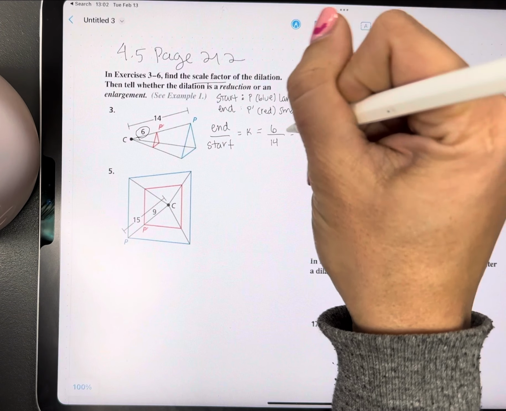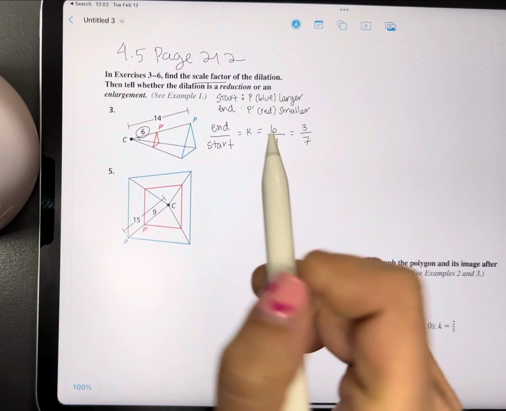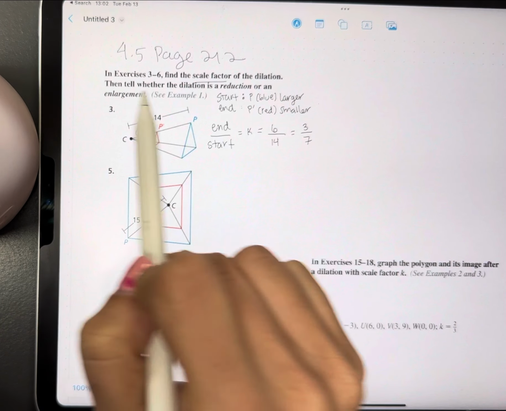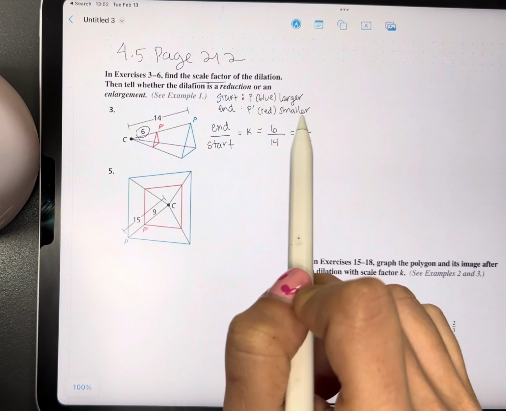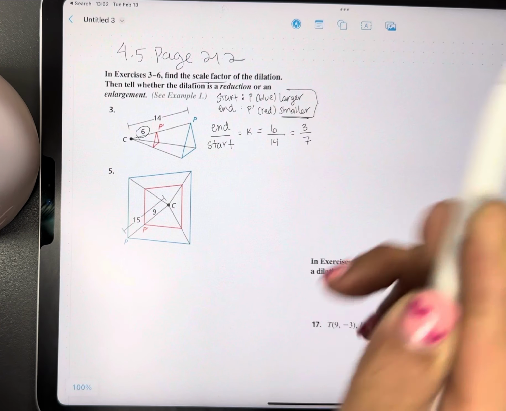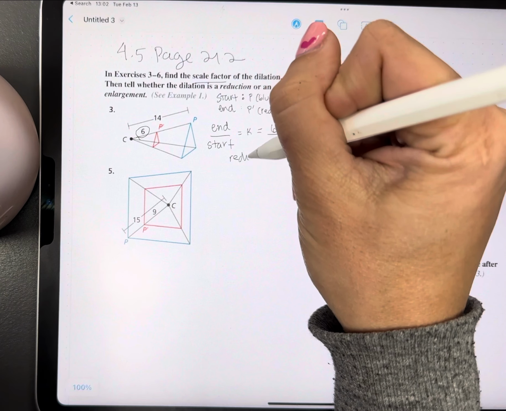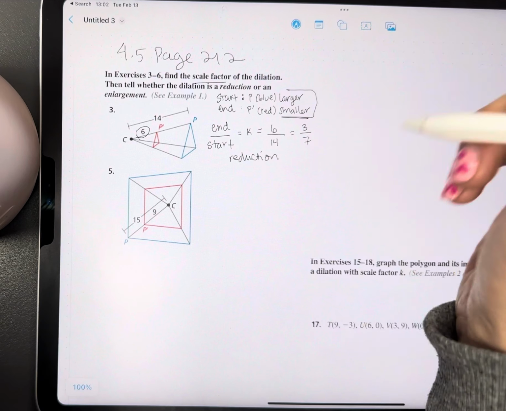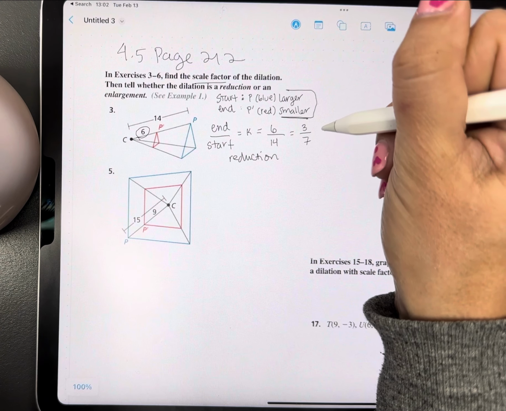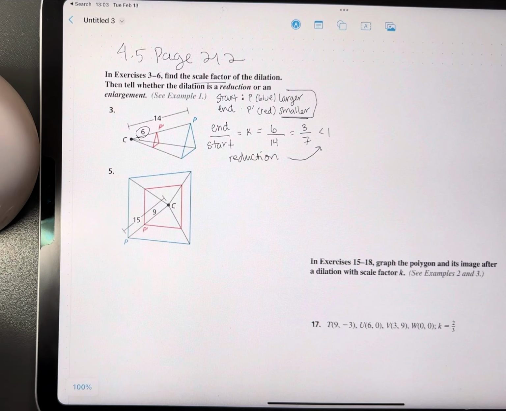And then we can reduce this to be 3/7. So that's the scale factor. And then is it a reduction or an enlargement? I mean, there's no confusion there. We started with larger, we went to smaller. So this is a reduction. Also, because 3/7 is less than 1, it's a reduction.